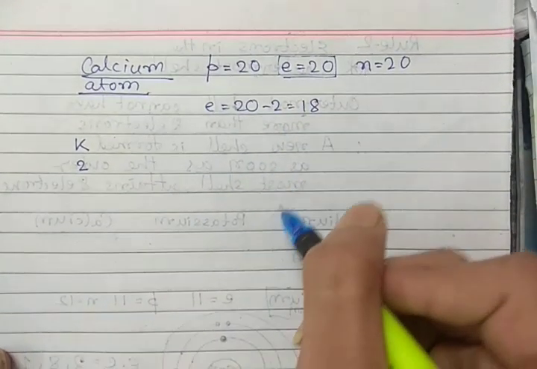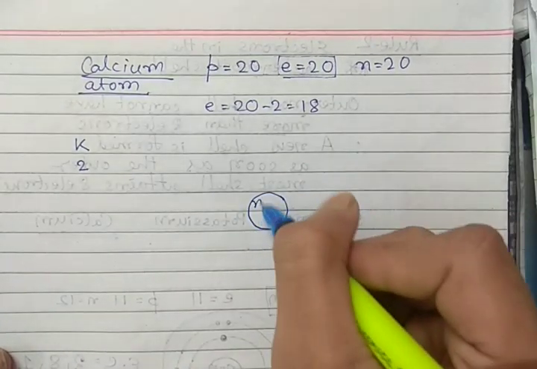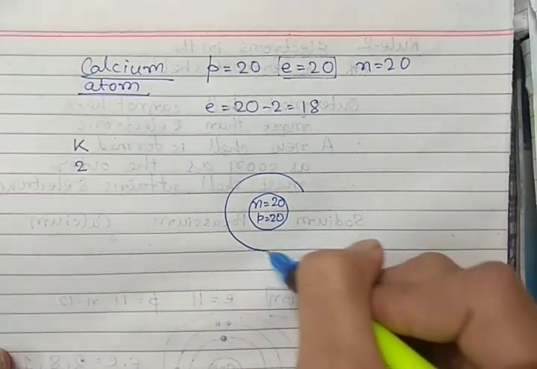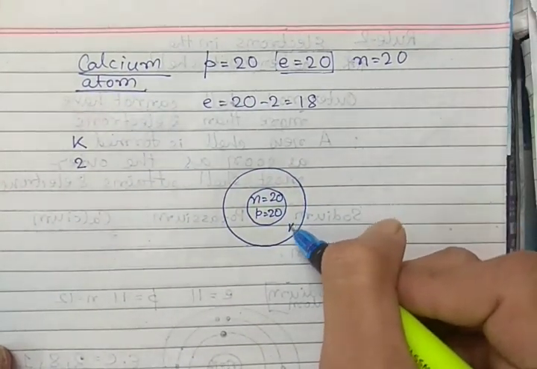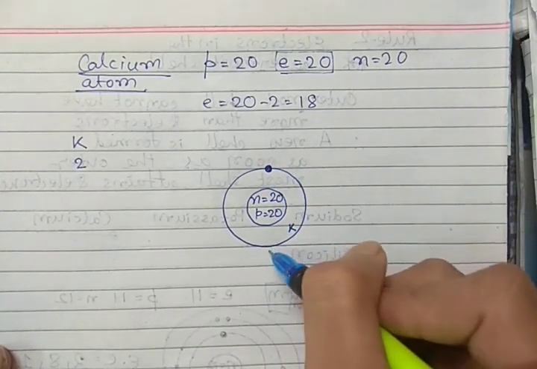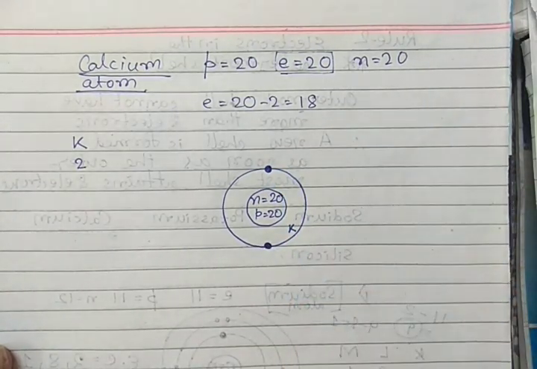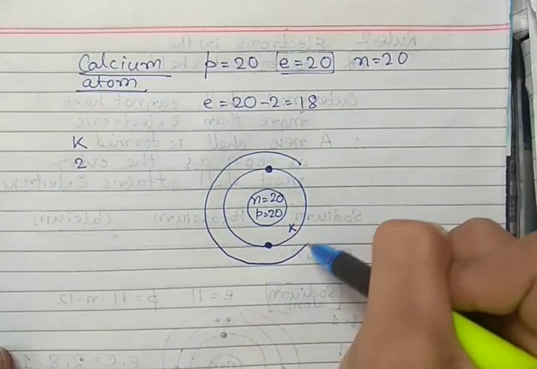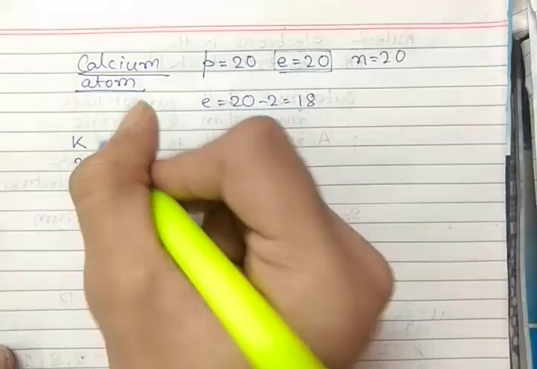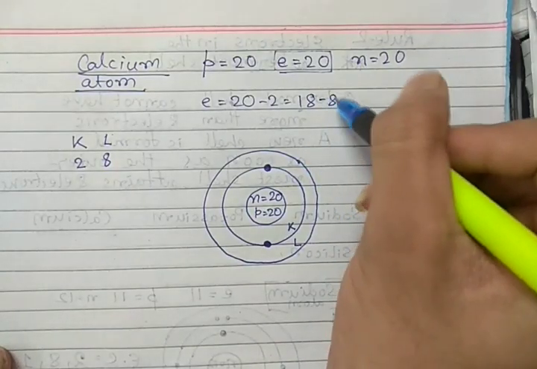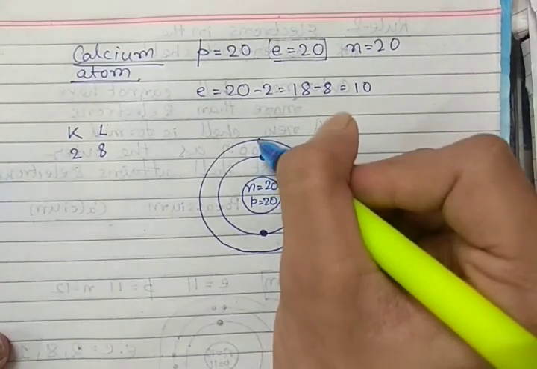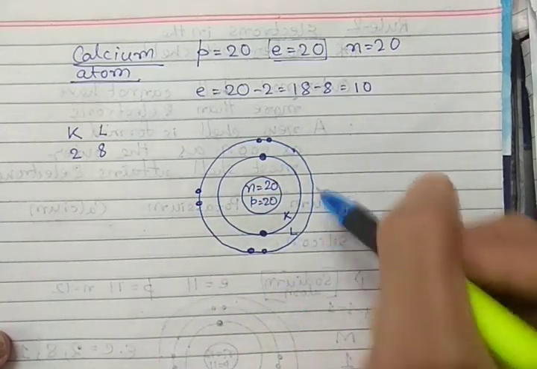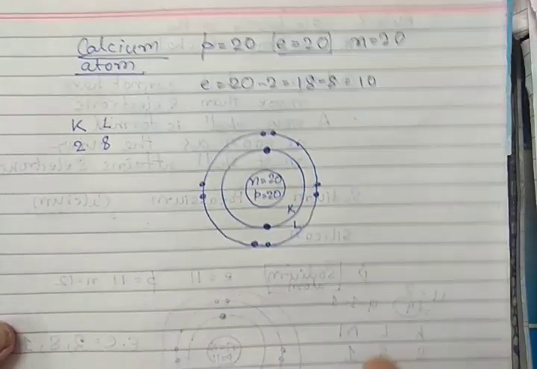So let us first draw the nucleus. N equals 20, P equals 20. The first shell is the K shell. In the K shell there are 2 electrons. After that the L shell. What is the maximum capacity? 8. So the L shell will have 8 electrons. So 18 minus 8, 10 electrons remain to be arranged. Let me arrange the electrons in the L shell: 1 2 3 4 5 6 7 8. Clear? There are 8 electrons in the L shell.